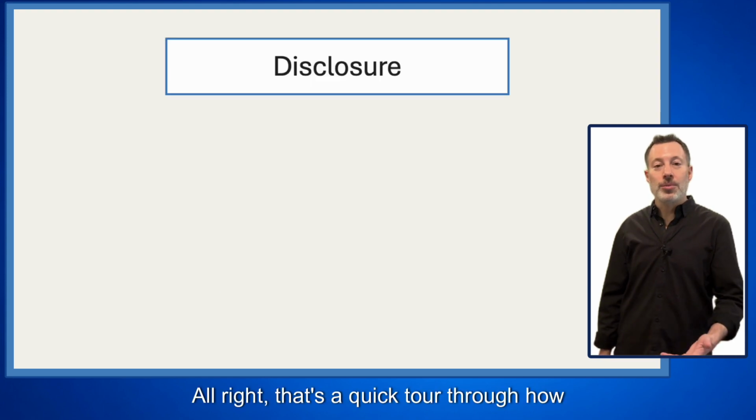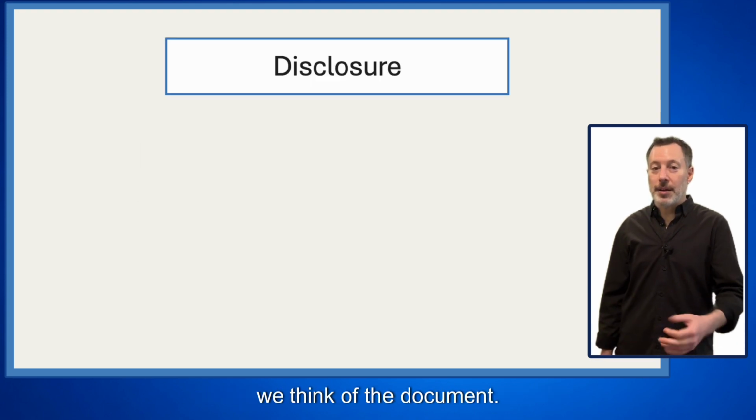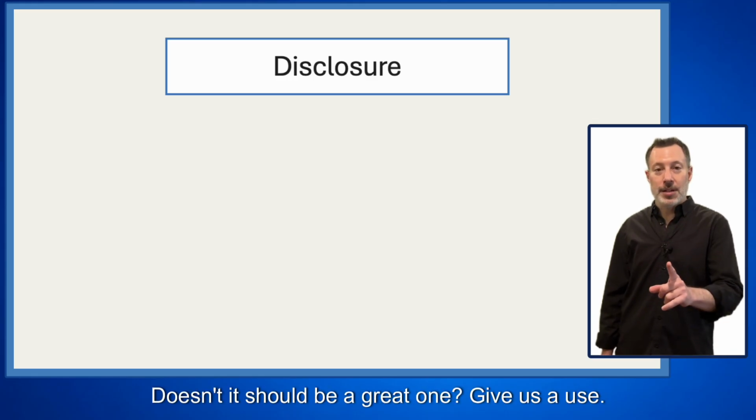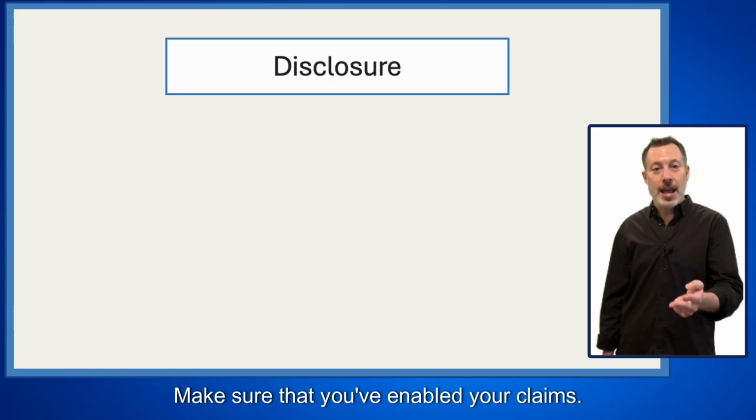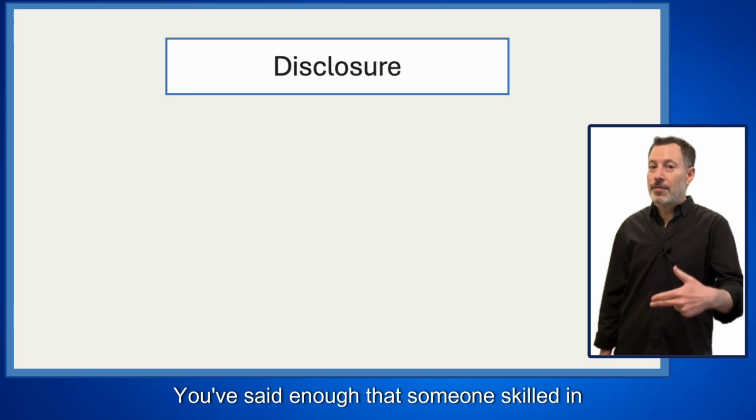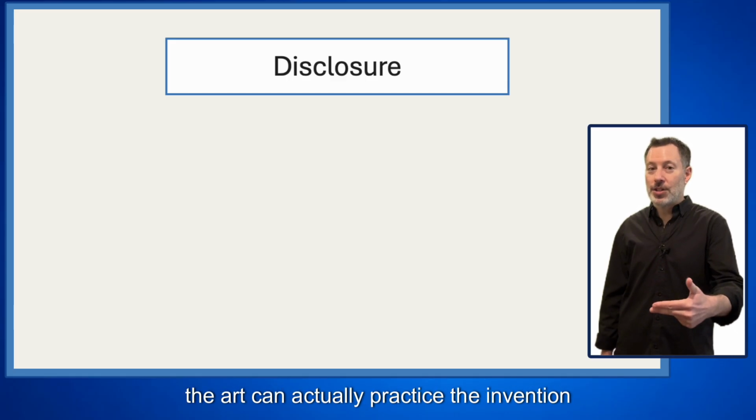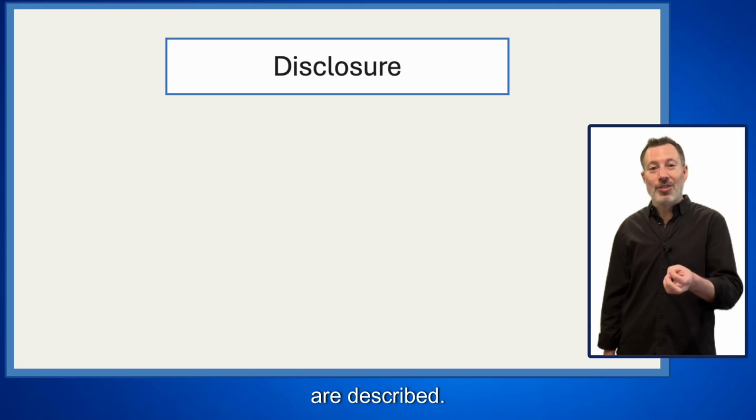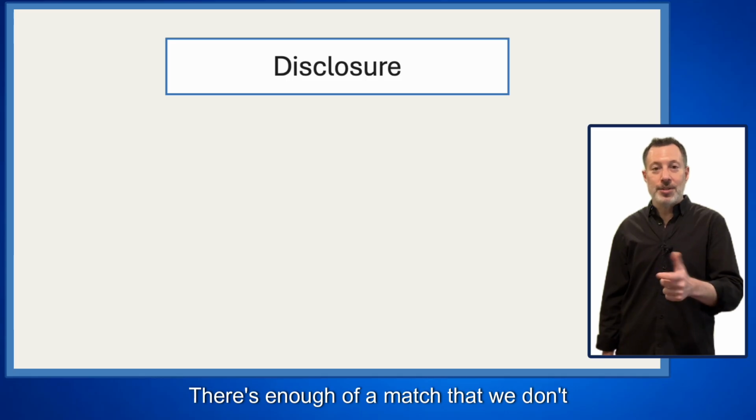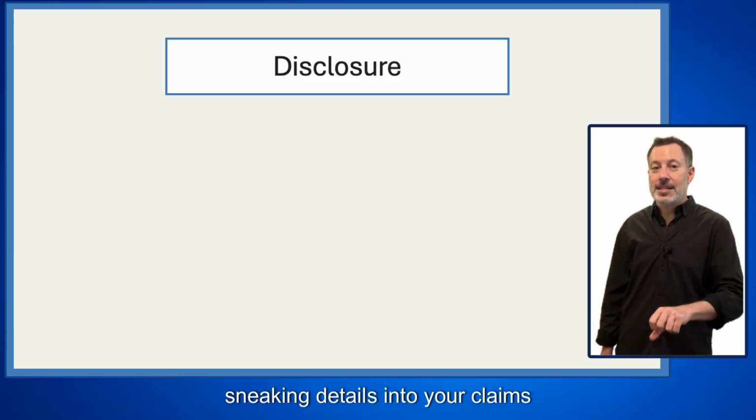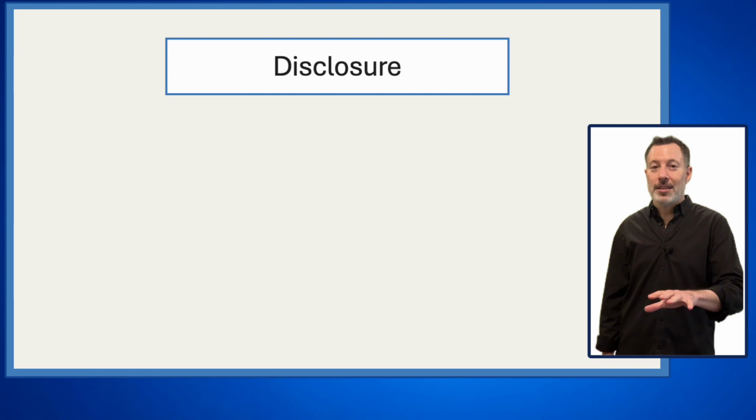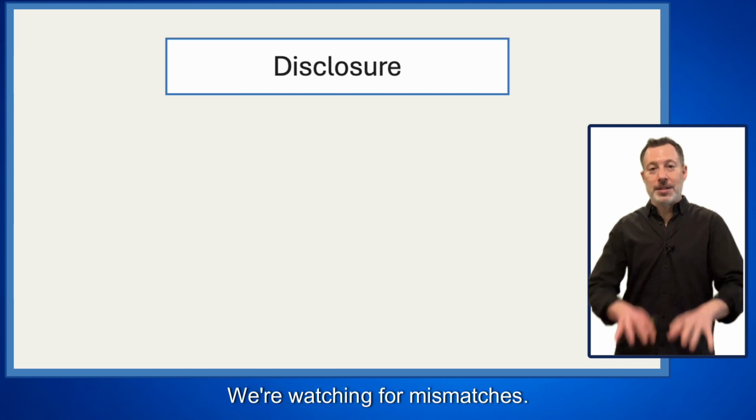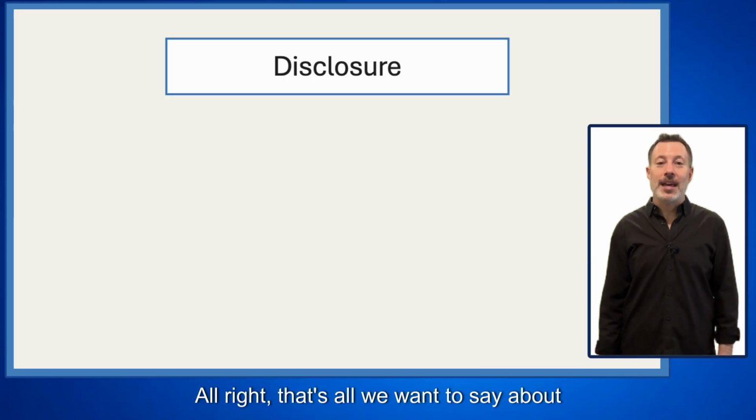All right, that's a quick tour through how we think of the document. What must you disclose? Give us a use, doesn't have to be a great one, give us a use. Make sure that you've enabled your claims. You've said enough that someone skilled in the art can actually practice the invention without undue experimentation. And then we'll check that your claims are described. There's enough of a match that we don't think you're playing games later on and sneaking details into your claims that weren't necessarily on your mind when you applied. We're watching for mismatches. All right, that's all we want to say about disclosure.